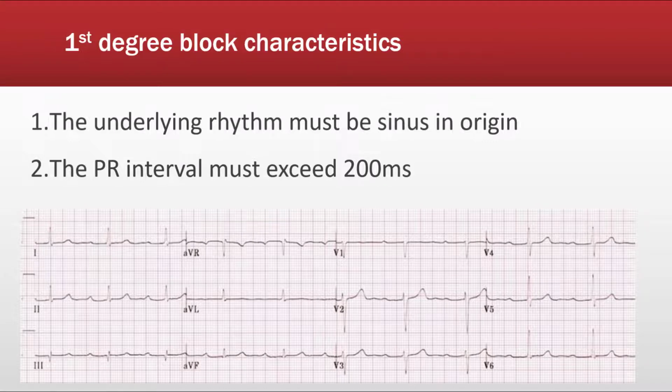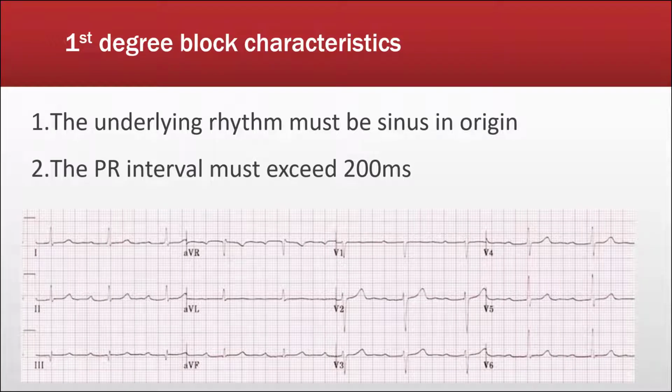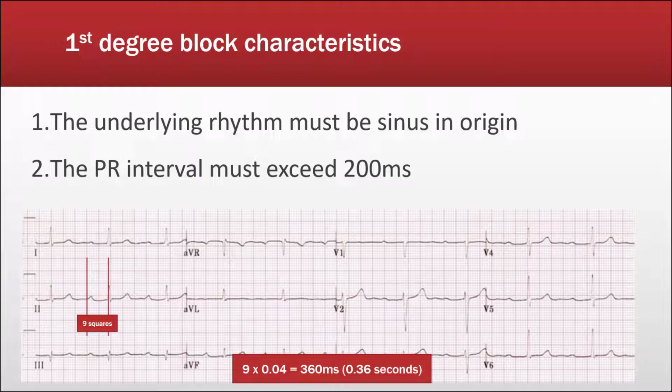So as we come down our 5-step method and look at the PR interval, we're going to find that this is somewhere between 8.5 and 9 small squares. So if we were to multiply this by 0.04, we're going to find out that the PR interval is in fact 316 milliseconds long. So we have satisfied the two criteria. Number one, there's a sinus rhythm, and number two, that the PR interval is greater than 200 milliseconds.